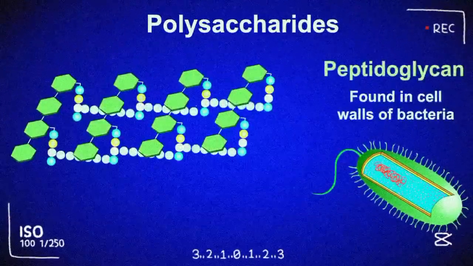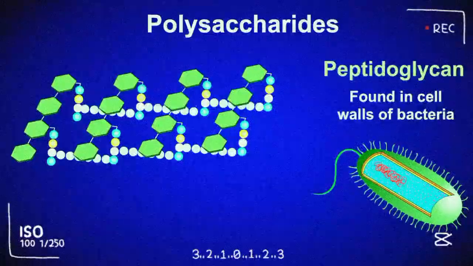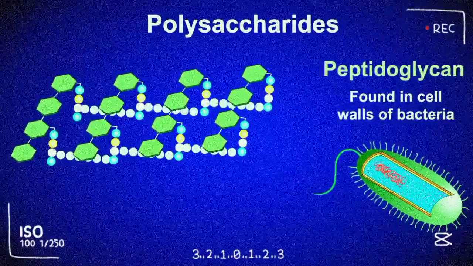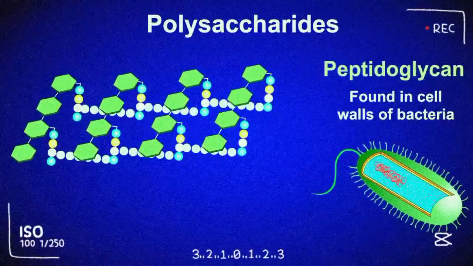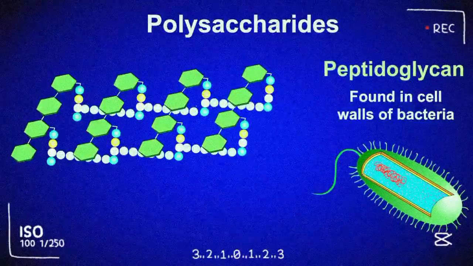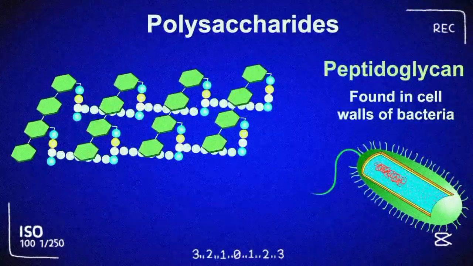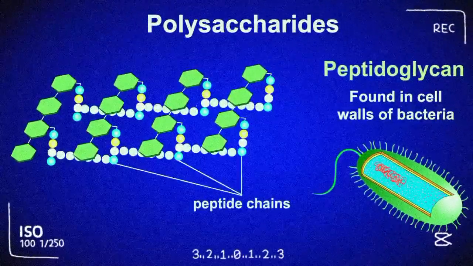Peptidoglycans are complex polysaccharides found in the cell walls of bacteria. The macromolecule is both flexible and rugged due to its structure. Each monomer of the polysaccharide has a peptide chain attached to it.